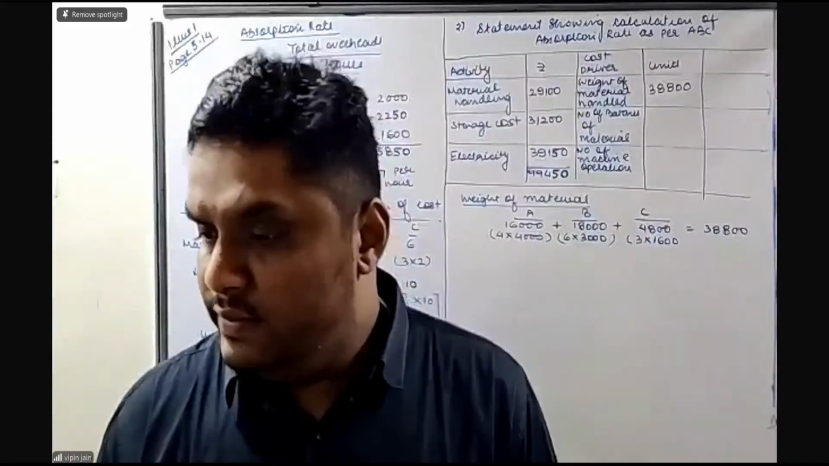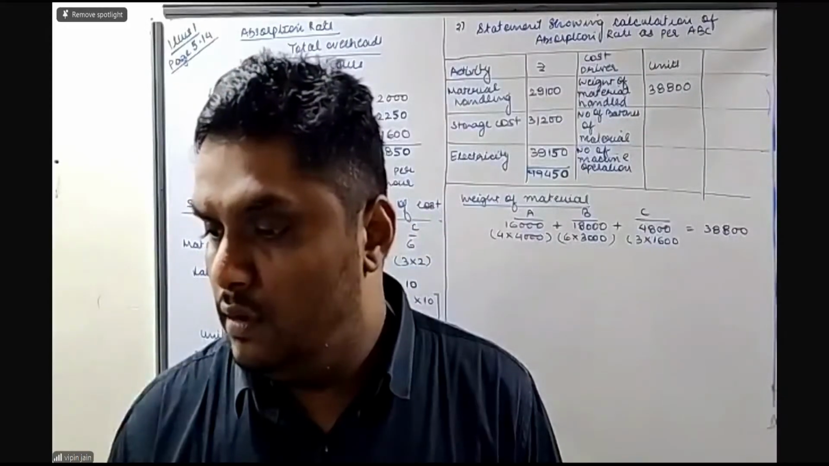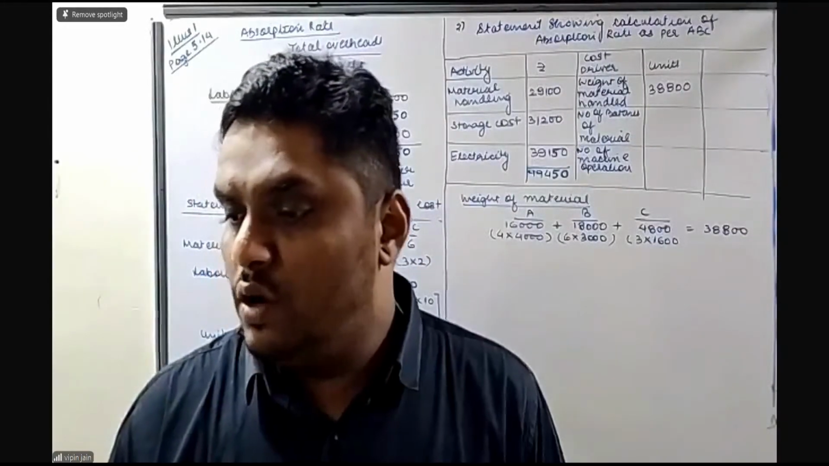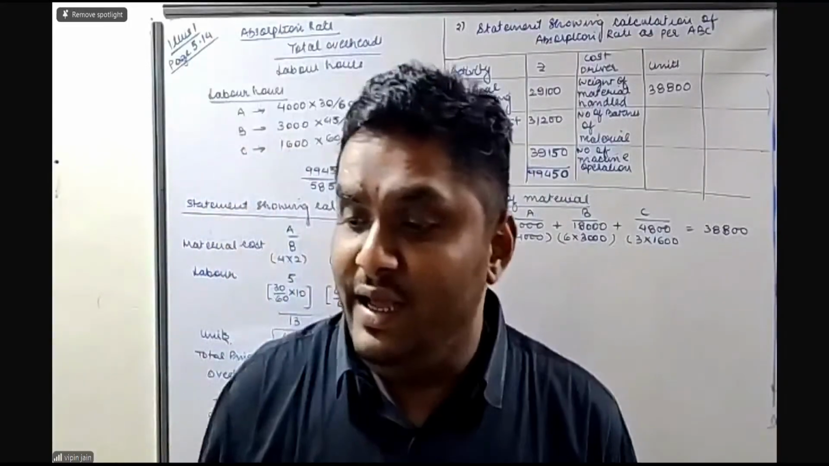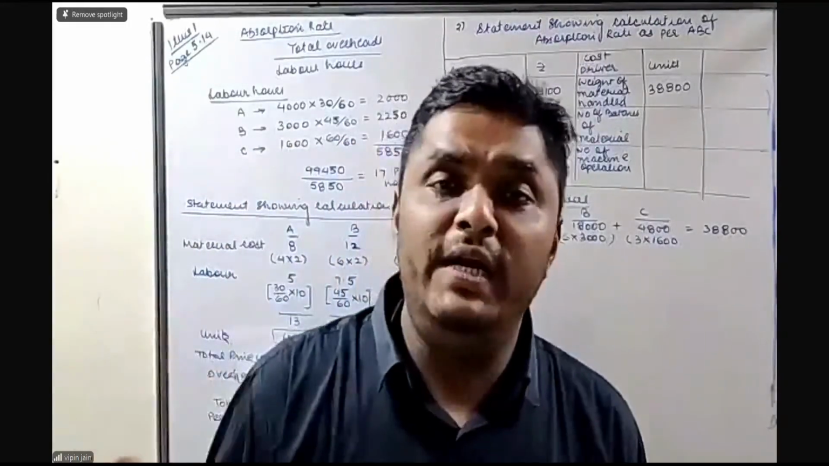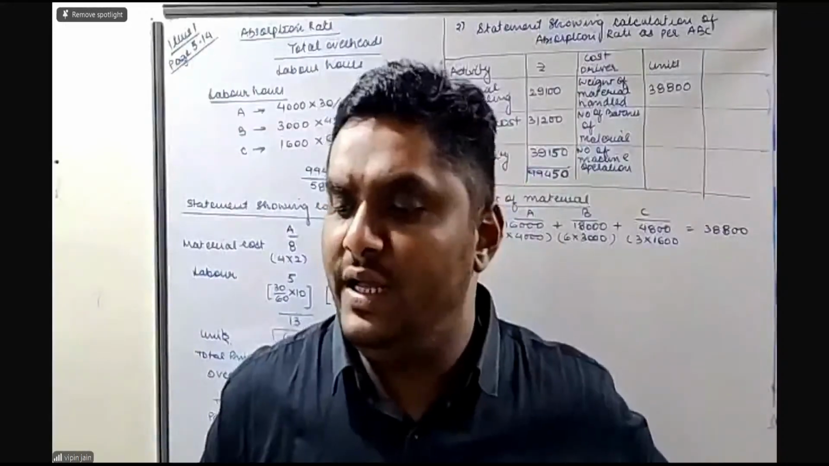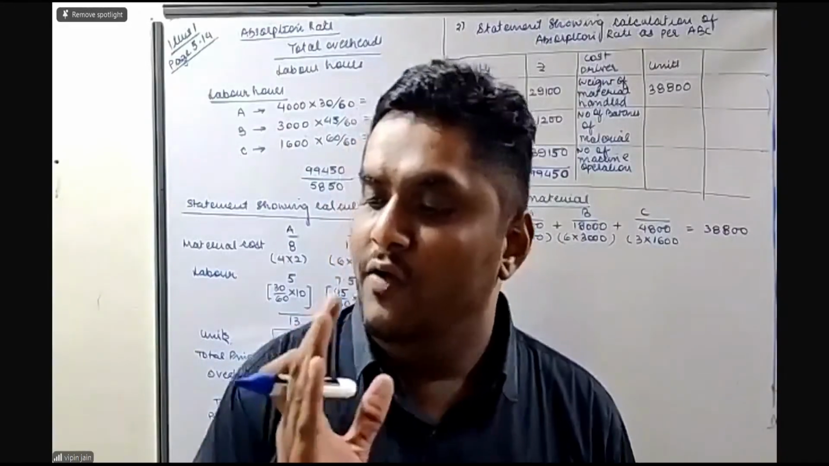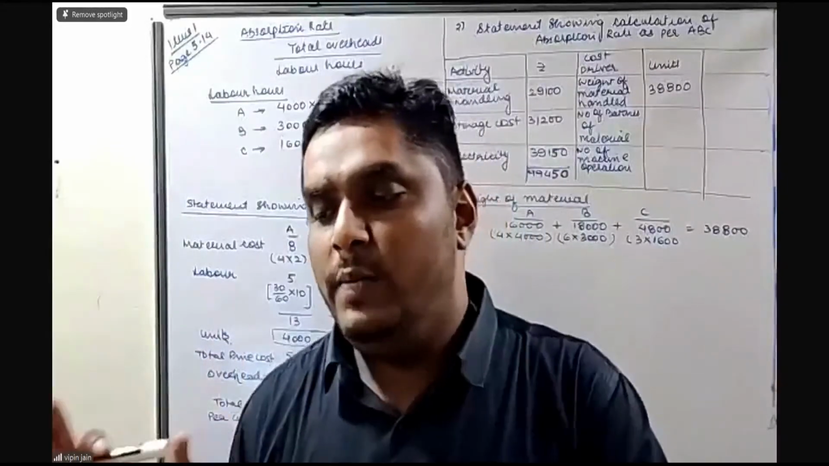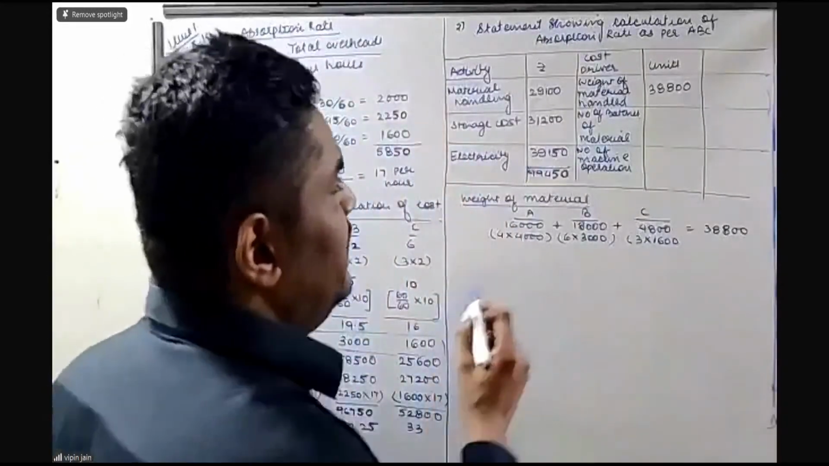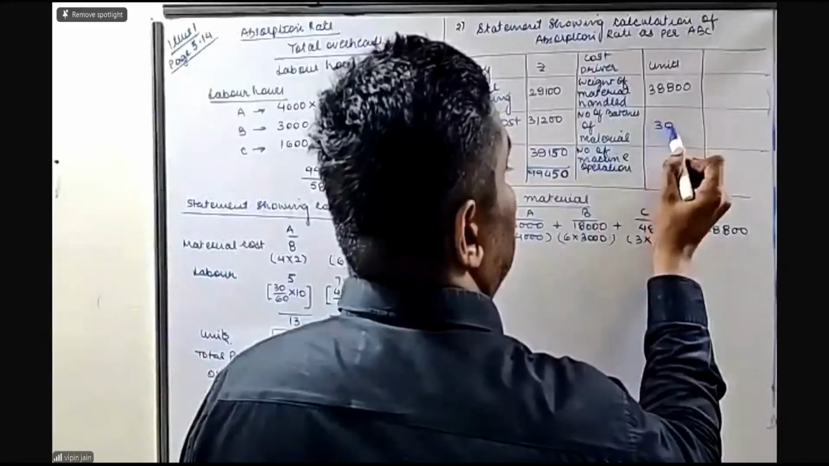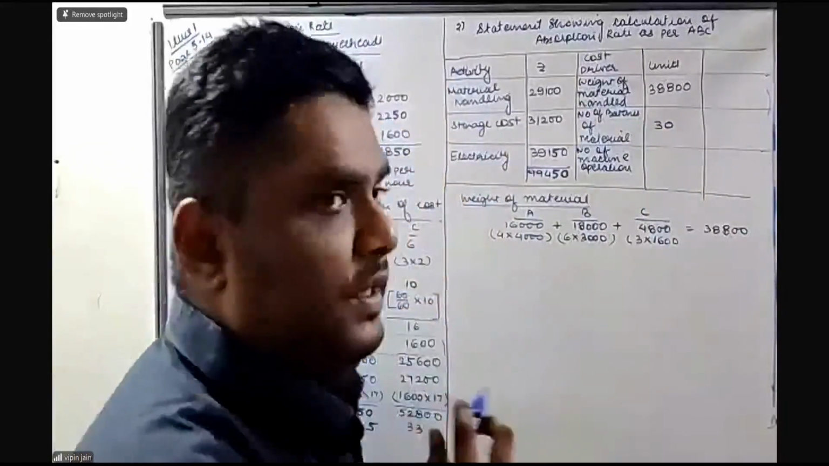The second thing is what? The storage cost is dependent upon the number of batches of material, and it is clearly given in the question that for complete production, how many batches are there? For A, it is 10, for B, it is 5, and for C, it is 15. So total batches of material are 30.